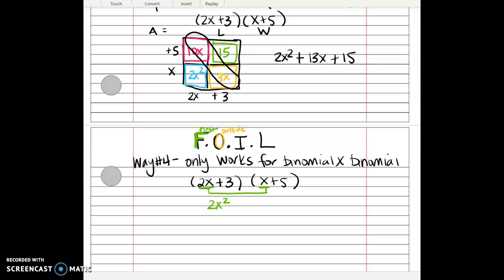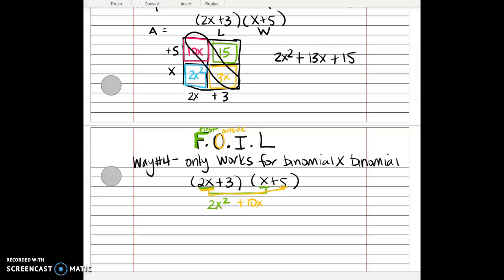So I'm going to take literally the outside ones of both polynomials, so the farthest left and the farthest right. I'm going to take my farthest left, which would be 2x, times the farthest right, which would be the 5. So I'm going to take the 2x times the 5, which gives me 10x.